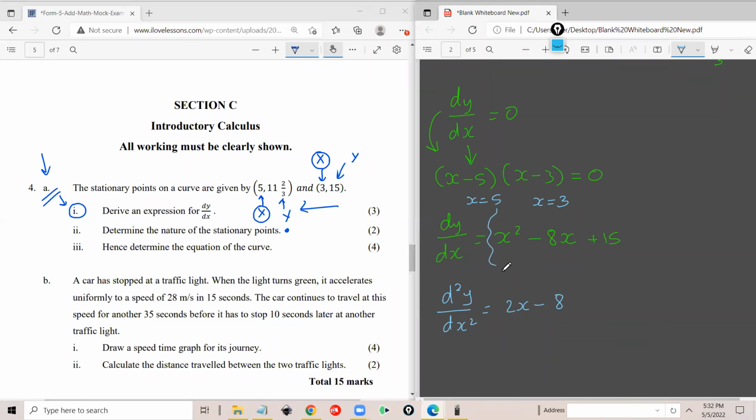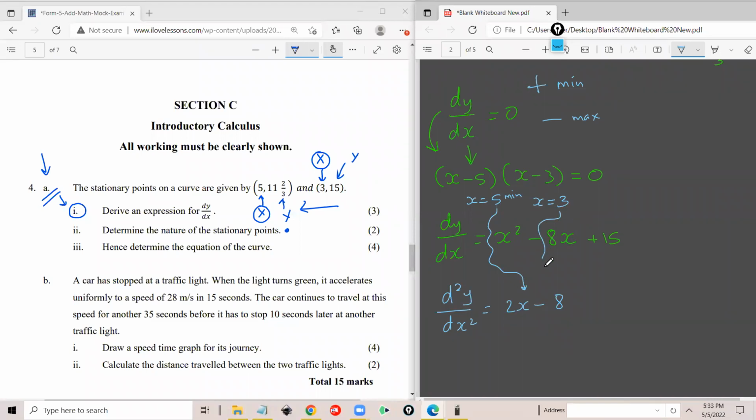Substituting the value here, replace the x with 5. Now, if you get a positive, it's a minimum point. If you get a negative, it's a maximum. It's the opposite of what common sense would say. So when you put in the 5, we could do this in our head: 2 by 5 is 10, 10 minus 8 is 2. So that's positive 2, which means x equals 5 is a minimum.